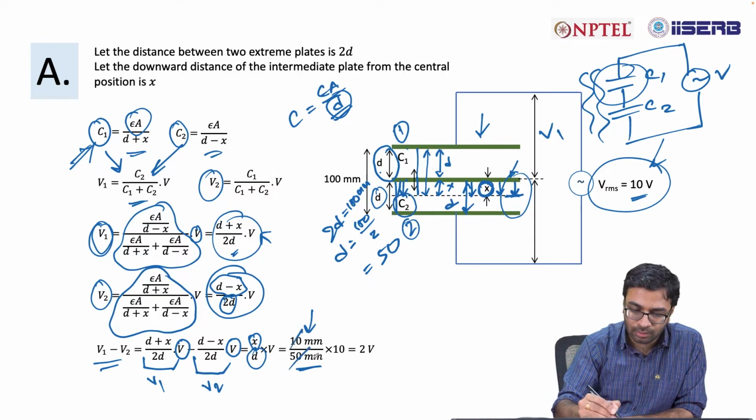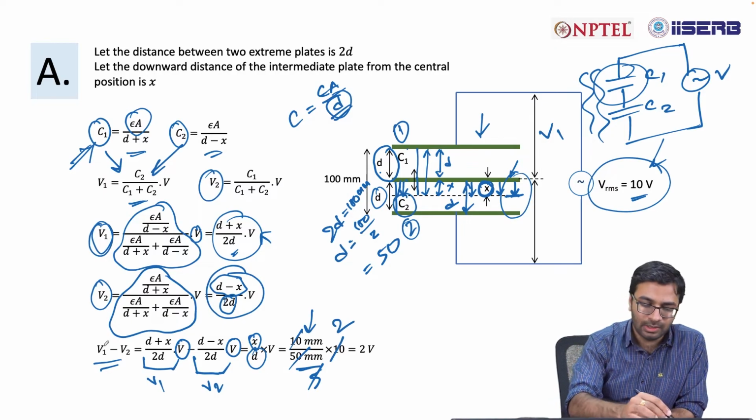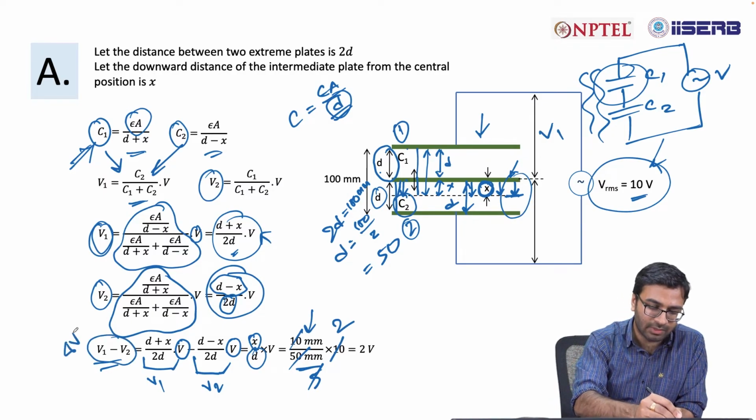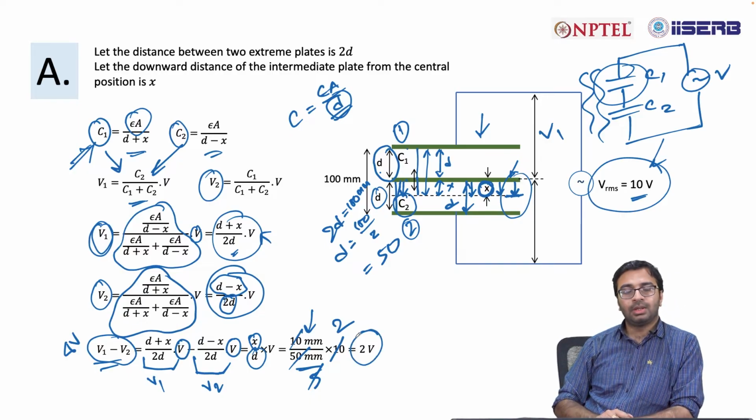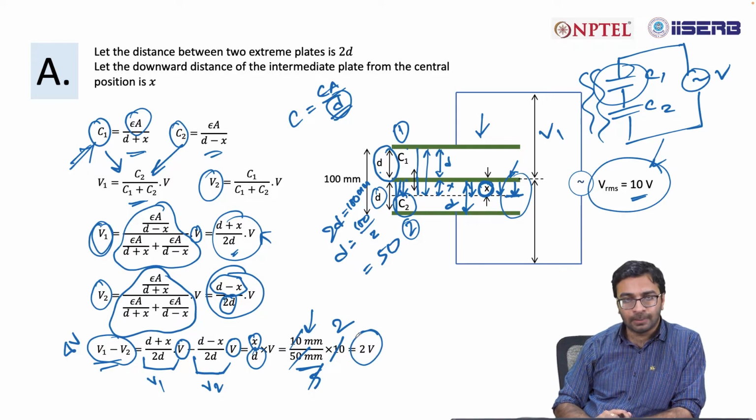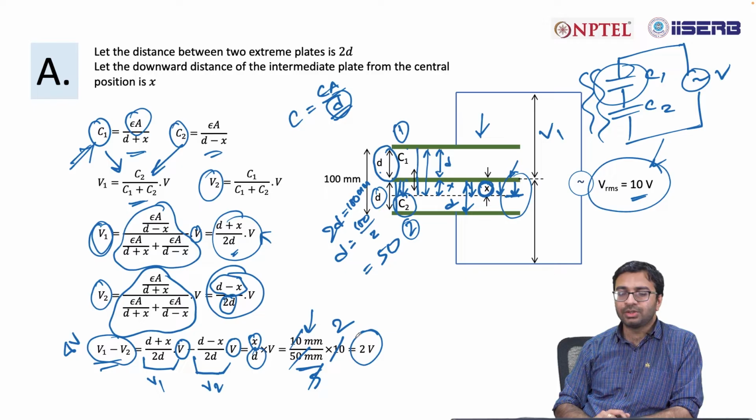So, if you do the simple maths, you will find your V1 minus V2, that is delta V, is equal to 2 volt. So, that is how you can calculate the differential voltage in this situation. So, this is how you can solve a particular problem, right.